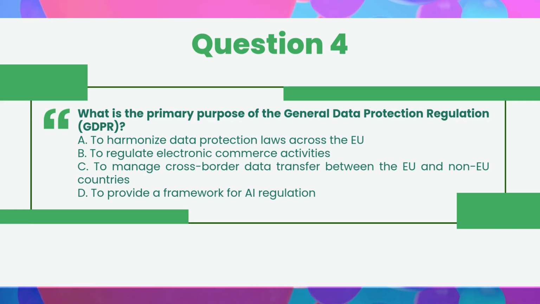Question 4. What is the primary purpose of the General Data Protection Regulation, GDPR? A. To harmonize data protection laws across the EU, B. To regulate electronic commerce activities, C. To manage cross-border data transfer between the EU and non-EU countries, D. To provide a framework for AI regulation.